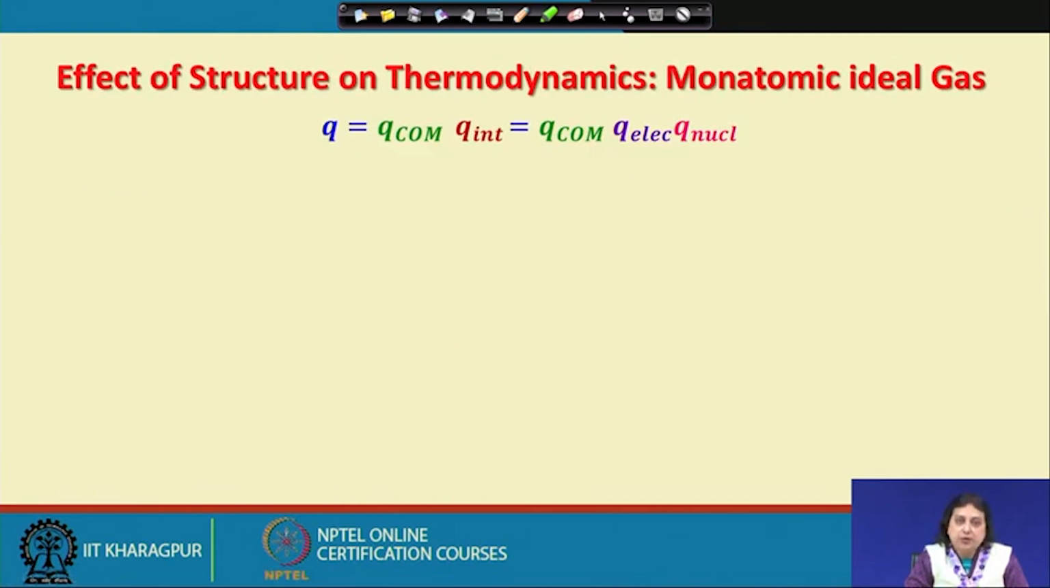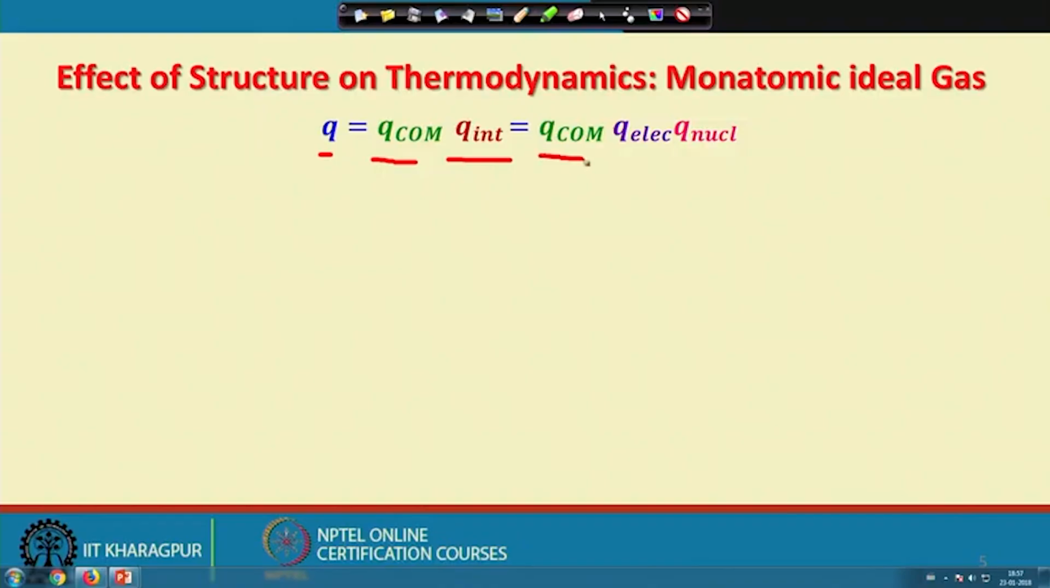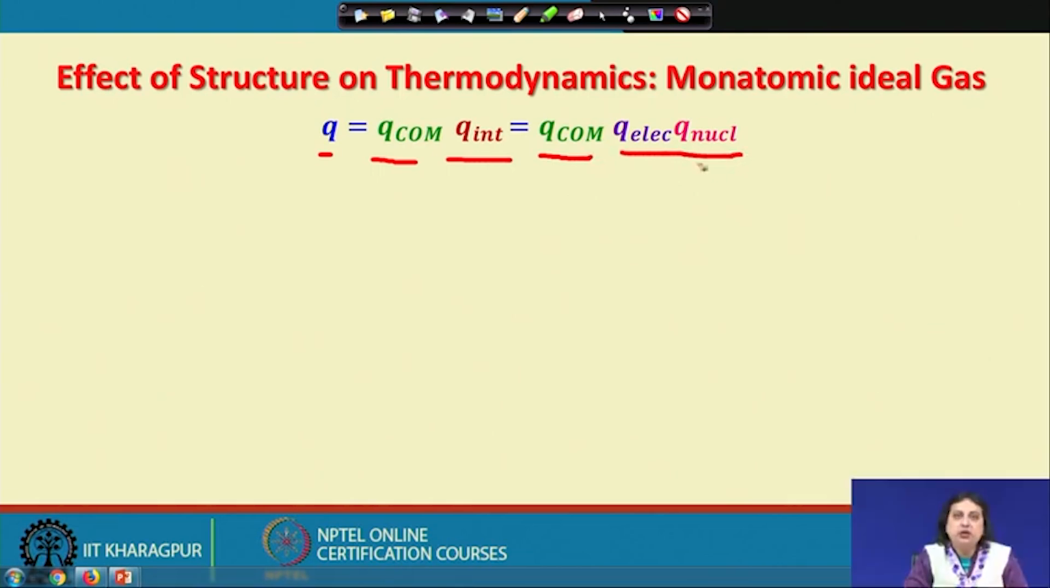And we have also seen that if it is our goal to understand the effect of structure on thermodynamics, then, especially in the case of a monatomic ideal gas, writing small q and partitioning it into two factors, corresponding to the contribution of the center of mass and internal structure, gives you these two different contributions, which further can be factorized into q electronic and q nuclear for the q internal part. So, what was the consequence of this kind of partitioning?